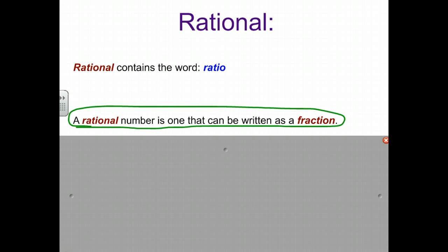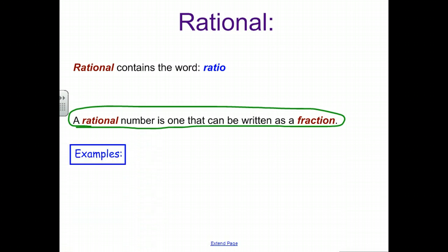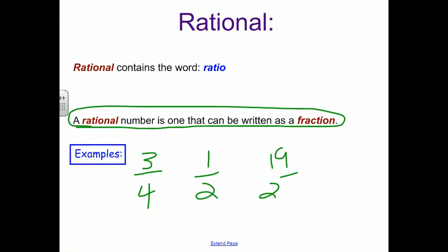So, from this definition of rational numbers, it becomes obvious that some examples are necessary to think about what it is, and that fractions themselves are rational numbers. 3/4, like we showed before, is a rational number. 1/2 is a rational number. 19/20, even 19/10, all rational numbers.